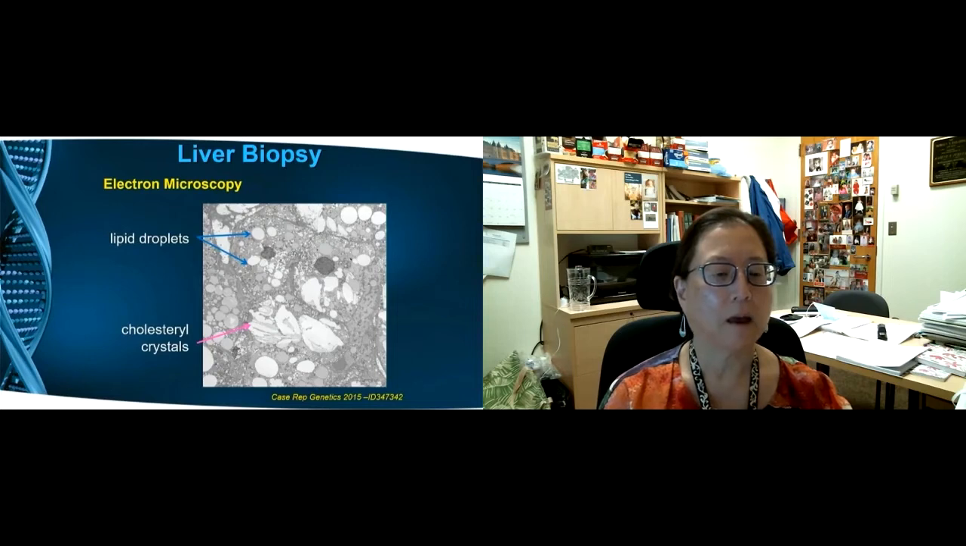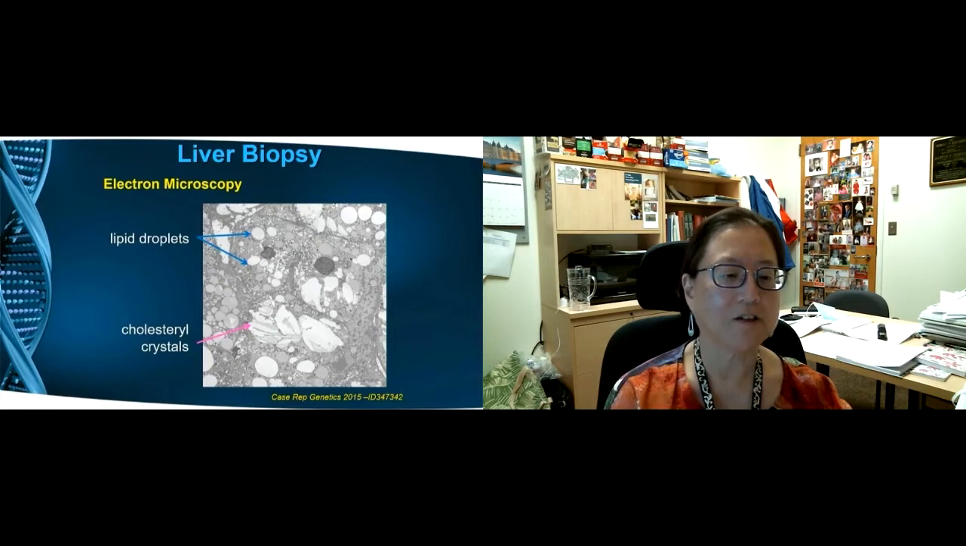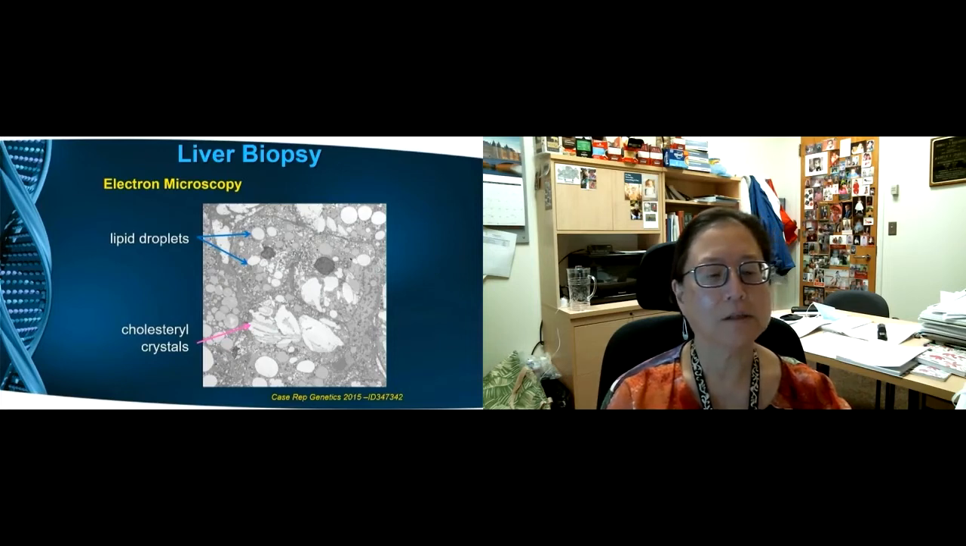And we also took a small piece of liver at the time of the biopsy and sent it off for electron microscopy, where the pathologist can look inside each individual cell. And you can see here, which is typical for patients who have lysosomal acid lipase deficiency, there were fat droplets, which are the blue arrows, and the pink arrow points to cholesterol crystals, which we usually see in this disease.